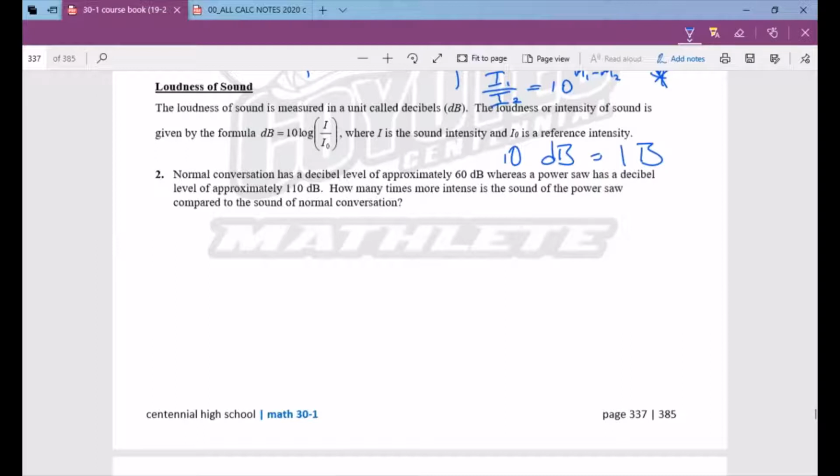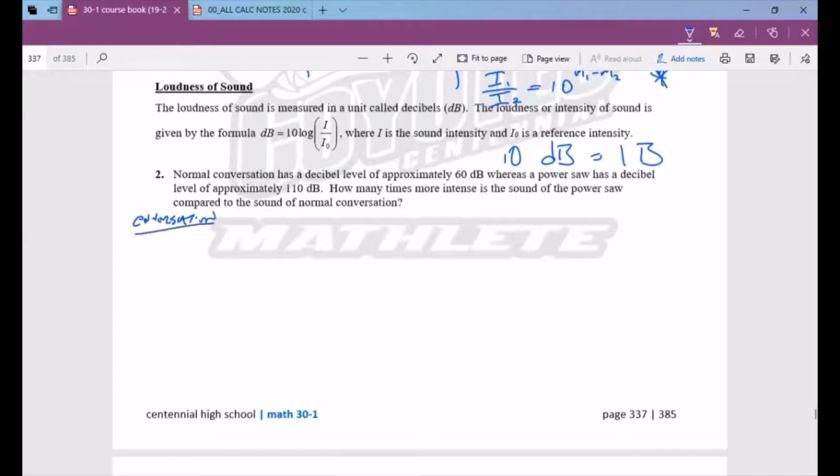Question number 2 says normal conversation has a decibel level of approximately 60 decibels, whereas a power saw, much louder, is 110 decibels. How many times more intense is the sound of a power saw compared to the sound of a normal conversation? Okay, so let's start off by breaking this into the 2 pieces.